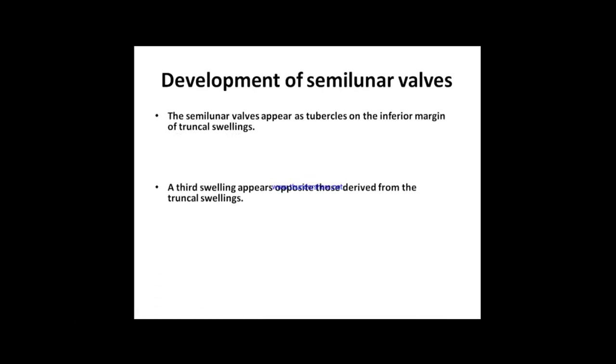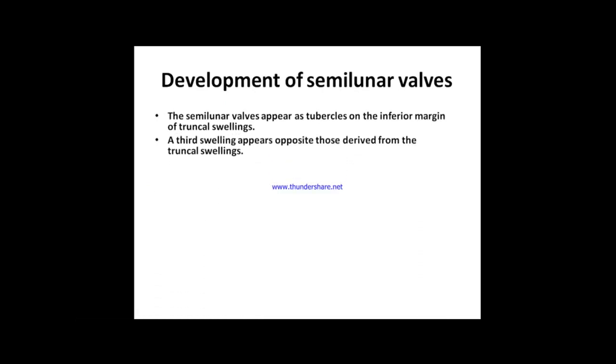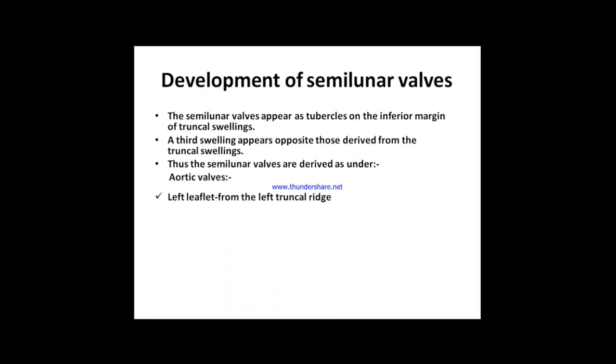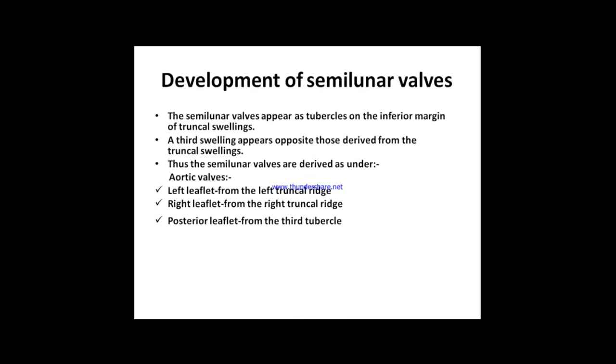Now, development of semilunar valves. The semilunar valves appear as tubercles on the inferior margin of the truncal swellings. A third swelling appears opposite those derived from the truncal swelling. Thus, the semilunar valves are derived as under the aortic valves. There are three: the left leaflet from the left truncal ridge, the right leaflet from the right truncal ridge, and the posterior leaflet from the third tubercle, which appears on the wall of the channel.